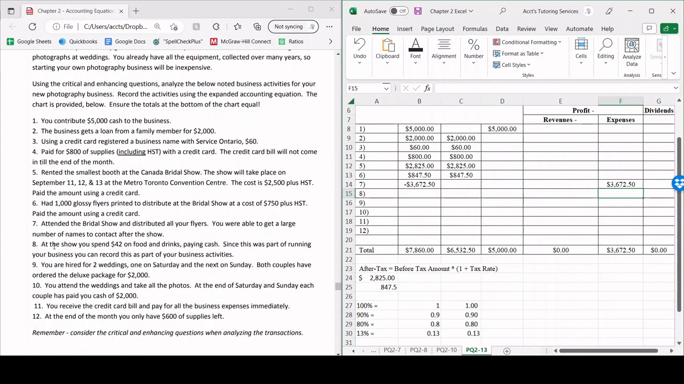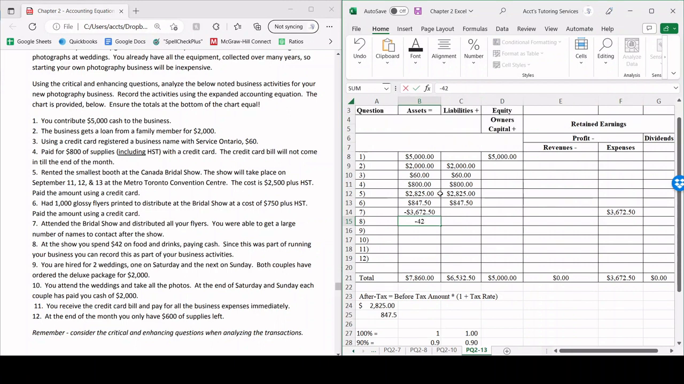Number 8, at the show, you spent $42 on food and drinks, paying cash. Since this was part of running your business, this is very important. You can record this as part of your business activities. This wasn't for personal use. This is a business transaction. It's a business activity. So you spent cash on this. So remember, cash is an asset. So negative 42. And now your expense is also increasing because this is going to be labeled as food or meals and entertainment expense, right?